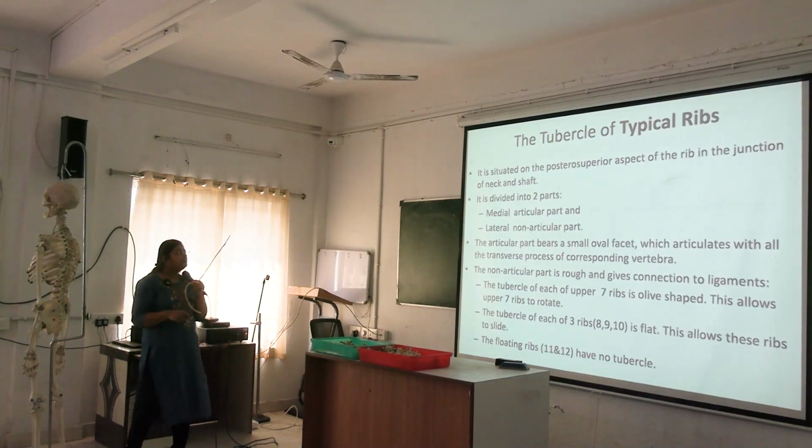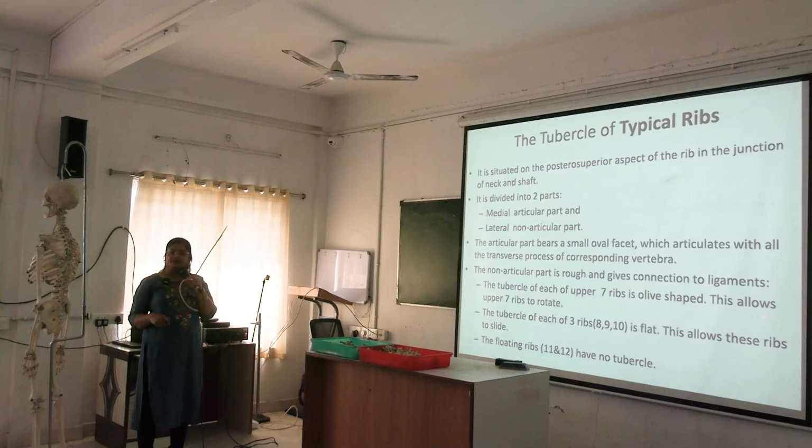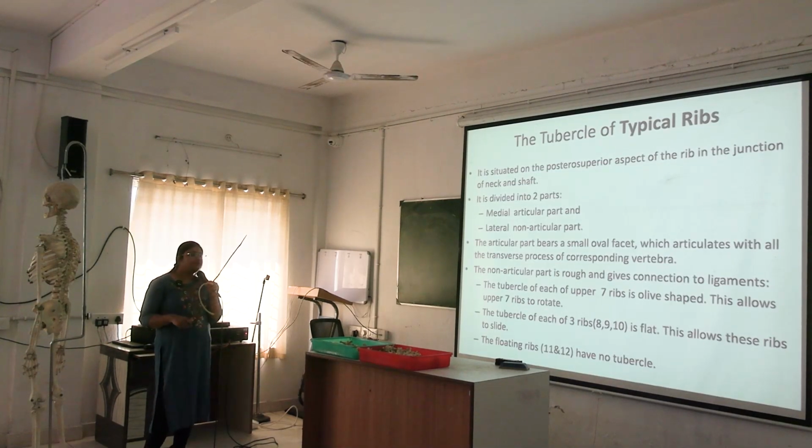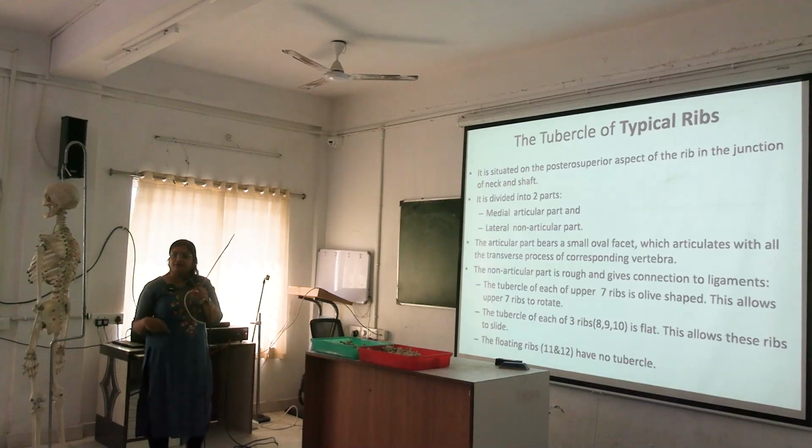So the articular part bears a small oval facet which articulates with the transverse process of the corresponding vertebra. And the non-articular part is rough and gives connection to ligaments. The tubercle of each of the upper 7 ribs is olive shaped, and this allows the upper 7 ribs to rotate. These movements are important.